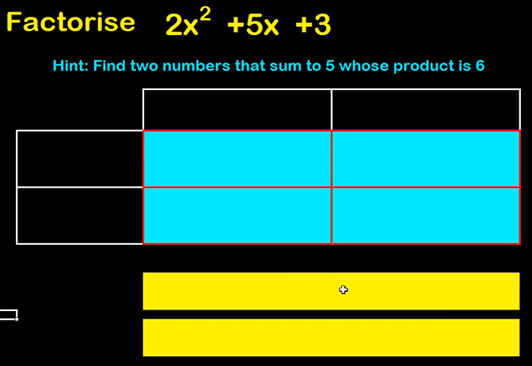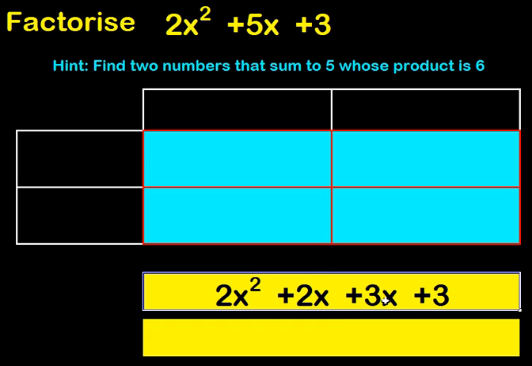So the two numbers that we're looking for are 3 times 2 is 6 and 3 add 2 is 5. So we're going to split that 5x up into 2x plus 3x. Now we can get that by listing out our factors of 6 until we find the two that when we add them together give us 5. So we could have had 6 and 1, but they would add together to give 7. But 2 and 3 added together give us 5. So 2x squared plus 2x plus 3x plus 3 is exactly the same expression as we've got here.